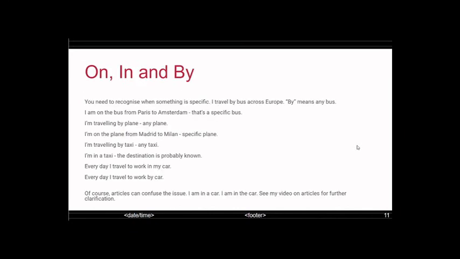Okay, so just to recap some of this. One way to look at this, we need to recognize when something is specific. So I travel by bus across Europe. By means any bus. Or I'm on the bus from Paris to Amsterdam. That's a specific bus. I'm traveling by plane. Any plane. I'm traveling on the plane from Madrid to Milan. Well, that's a specific plane. I'm traveling by taxi. Any taxi. I'm in a taxi. The destination is probably known.